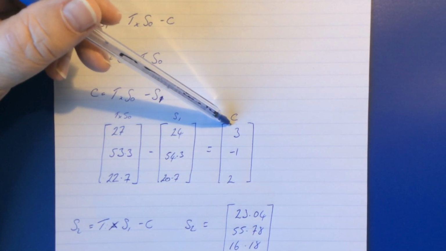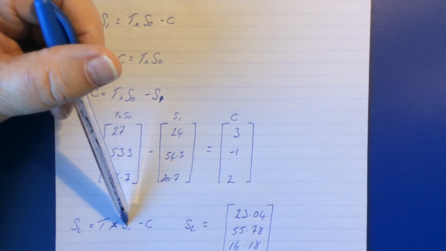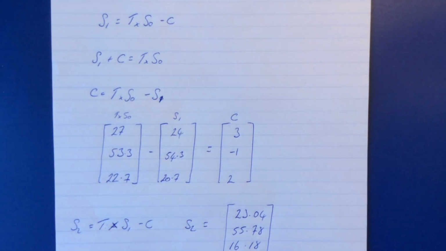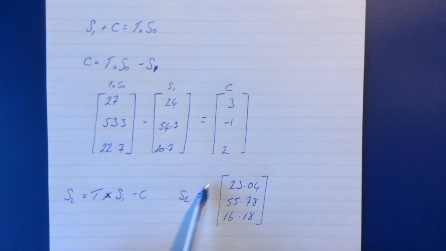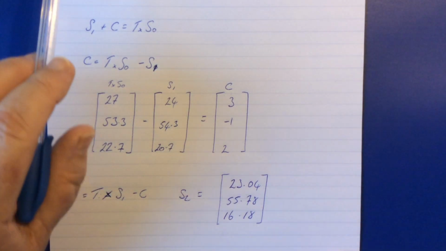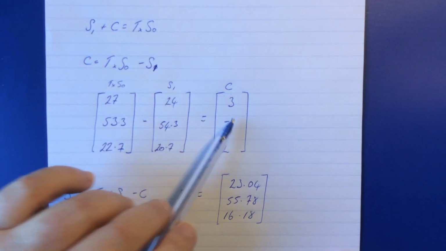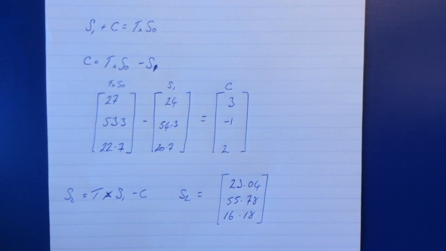Okay, so now we know C. We can find S2, which is going to be T times S1 minus C. And again, I've simply put this in a calculator to get the answer. And the answer is as follows: 23.04, 55.78, and 16.18. And that is got by multiplying T times S1 and subtracting C from it. Okay, that's how you do this.